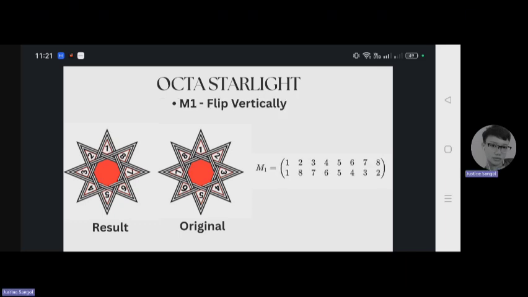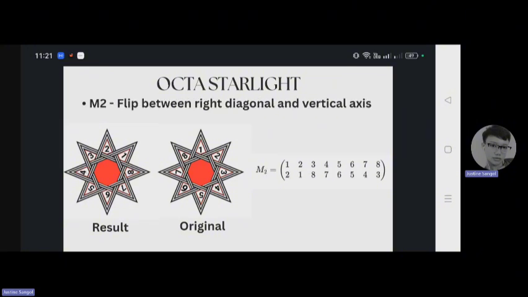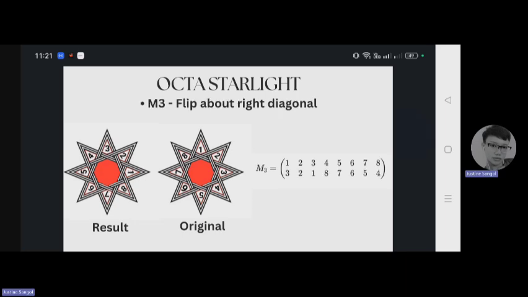Now for flipping, or the mu. So mu1 is equal to 1 to 1, 2 to 8, 3 to 7, 4 to 6, 5 to 5, 6 to 4, 7 to 3, and 8 to 2. And for mu2, which is flipped between right diagonal and vertical axis, mu2 is equal to 1 to 2, 2 to 1, 3 to 8, 4 to 7, 5 to 6, 6 to 5, 7 to 4, and 8 to 3. The next movement is mu3, which is flip about right diagonal. So mu3 is equal to 1 to 3, 2 to 2, 3 to 1, 4 to 8, 5 to 7, 6 to 6, 7 to 8, and 8 to 4.